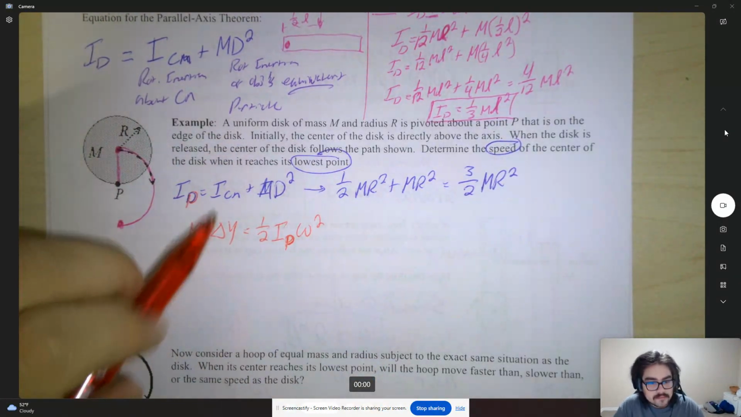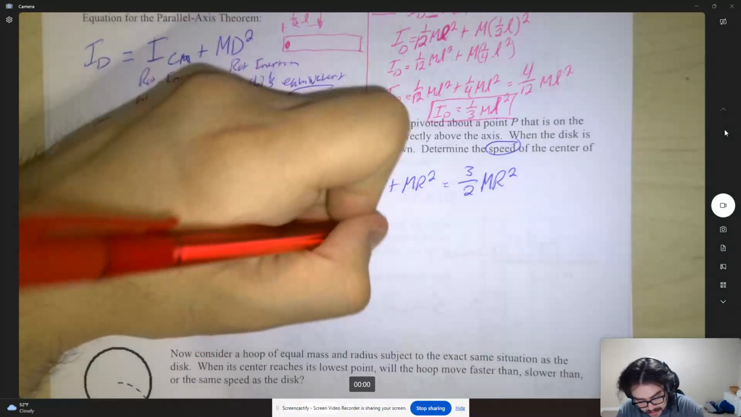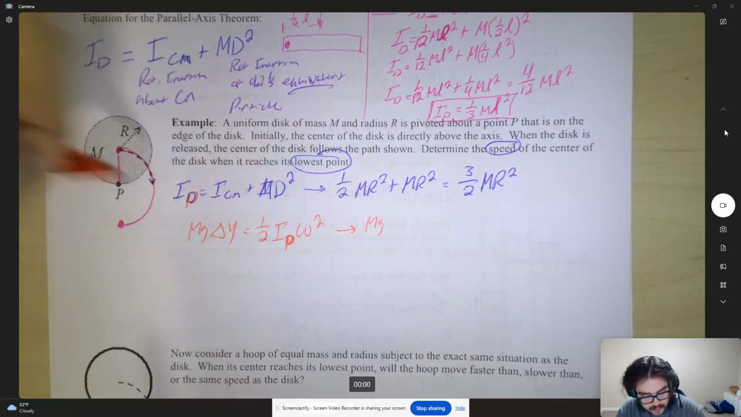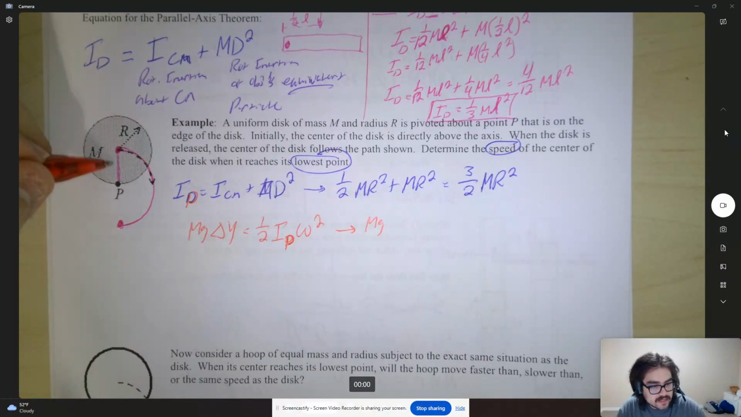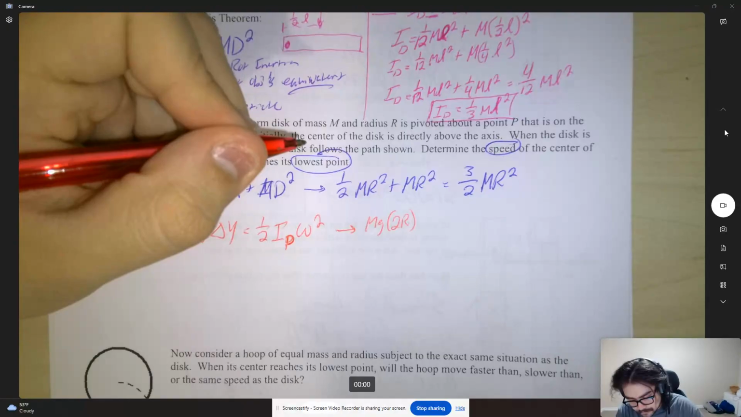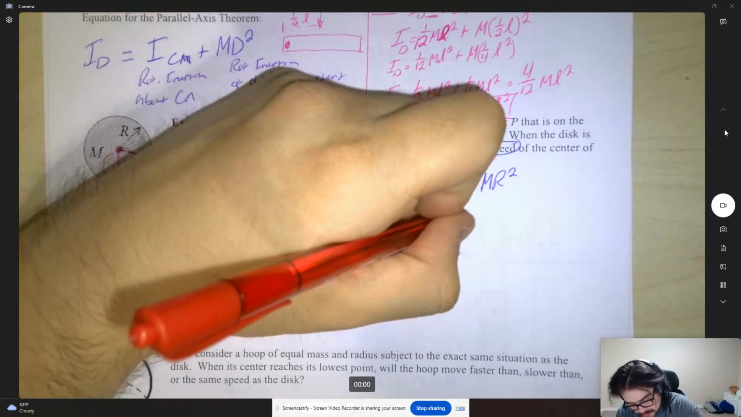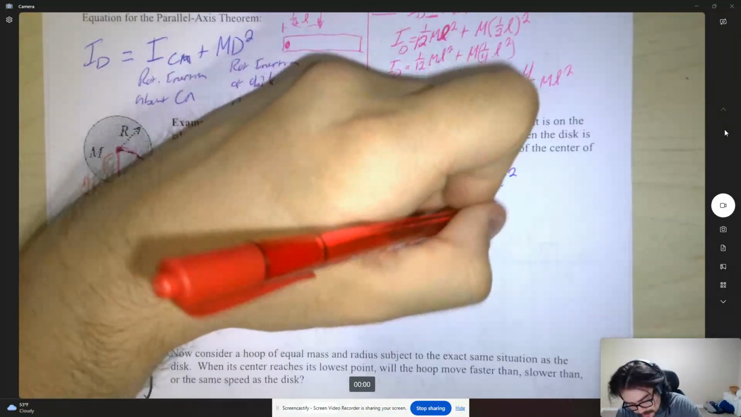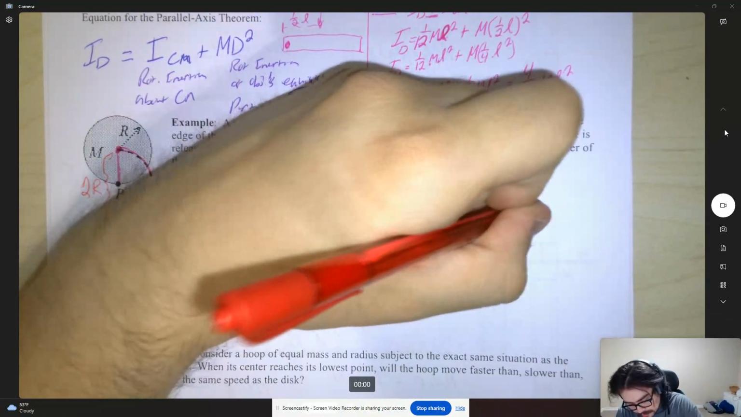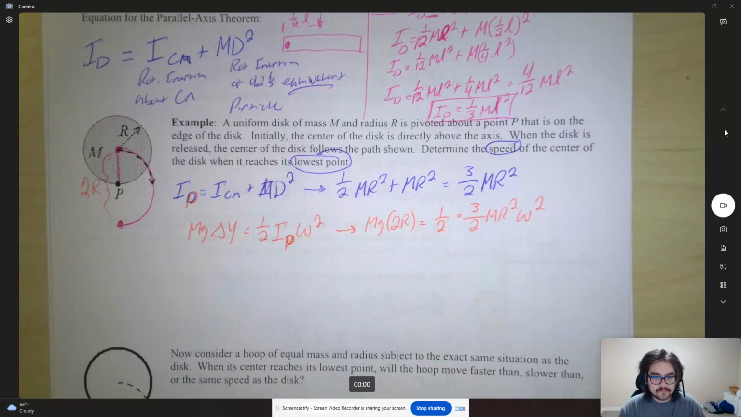Now when I plug everything in, I'm going to get mg times my delta y, my height. Notice the height here is the diameter, it's 2r. So mg 2r equals 1/2 times 3/2 mr squared times omega squared. I'm just plugging everything in.